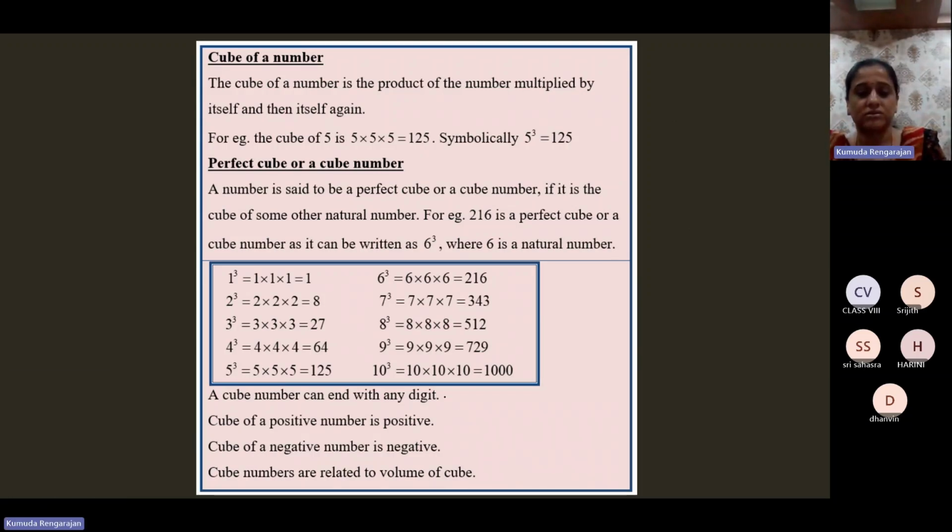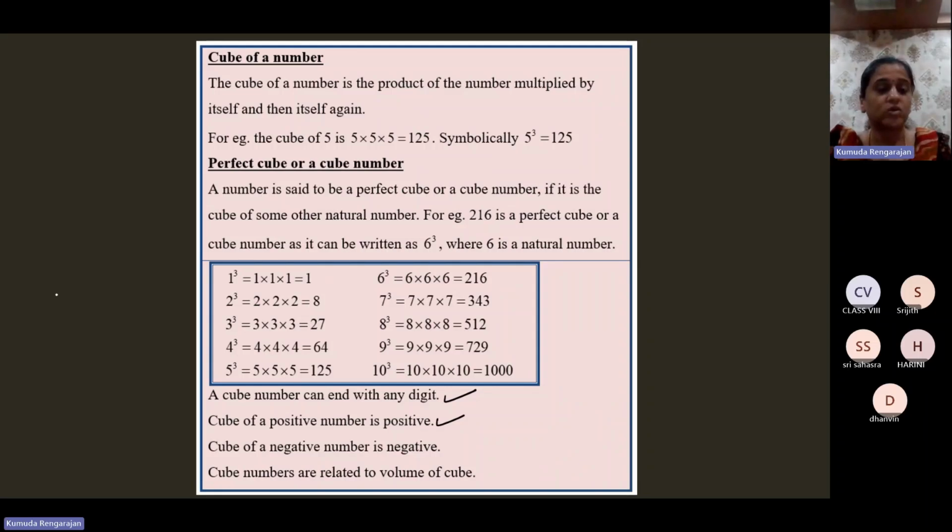So you can see here a cube number can end with any digit. We are talking only about the units place here. It can end with any digit. Cube of a positive number is positive. Cube of a negative number is negative.